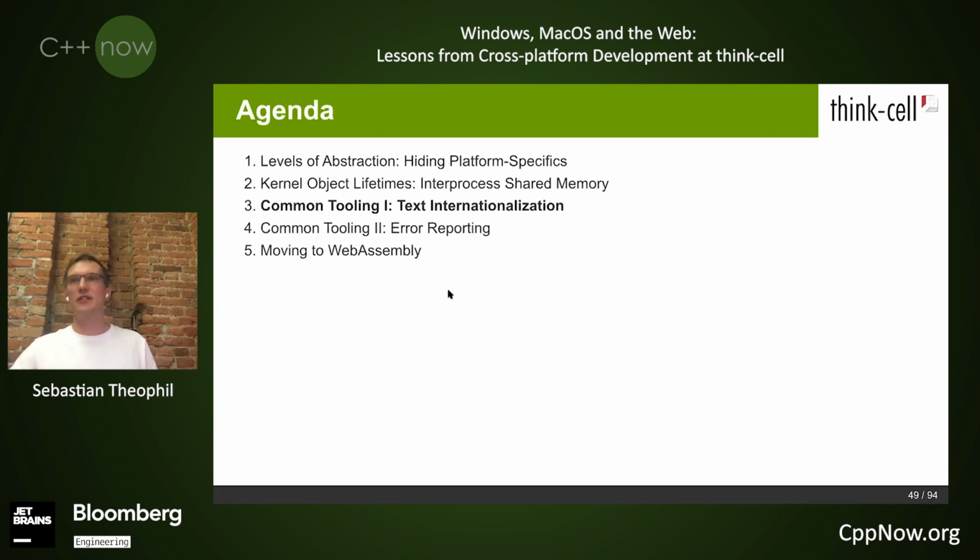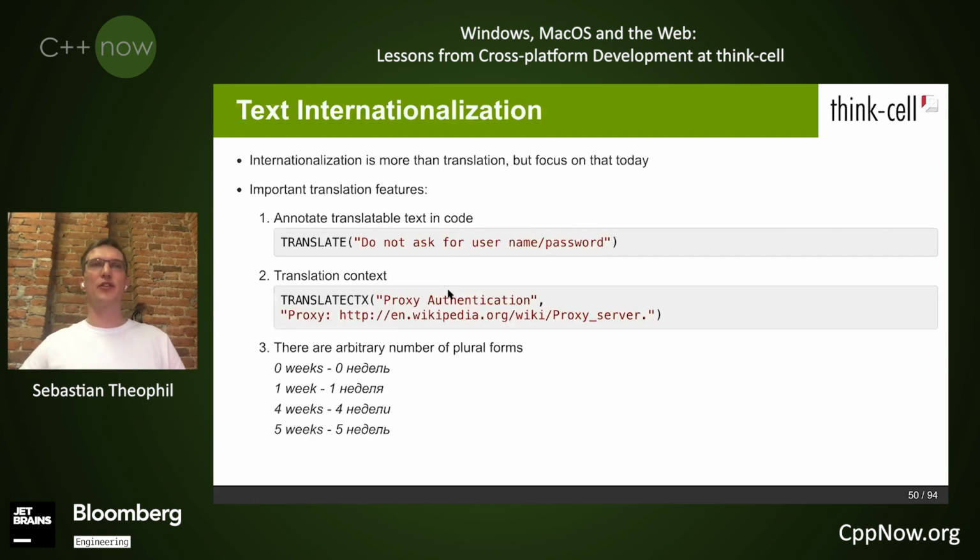Okay, now I will talk about some tools, some of which we have also released on GitHub. So the first is text translation. Our software, I think, is used by 800,000 users now in all parts of the world. And at some point, we had to translate it from English to French, Arabic, German. And so, of course, now I'm talking about translation specifically.